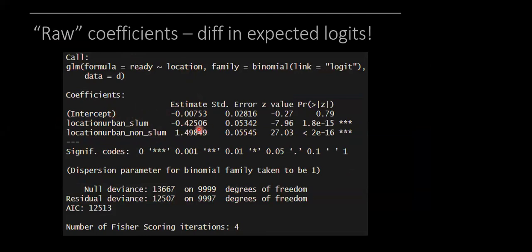But as this is a logistic regression, the initial output, the coefficients, are on the logit scale. So, for example, this is saying that in the rural areas, the logit, which is the log of the odds of being ready, is minus 0.007. Now, I'd certainly look at that and it doesn't really mean anything to me.